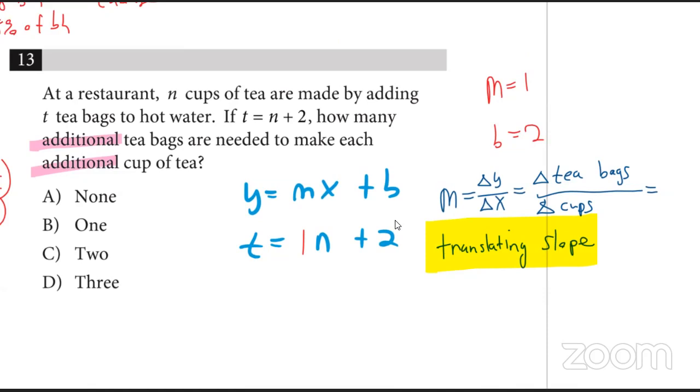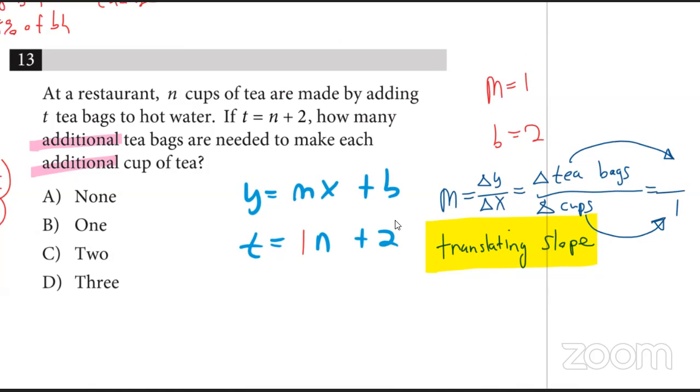But if we're translating slope, then usually the denominator is the number 1. So one way to think of this is the amount of tea bags you would need for every 1 cup of coffee.